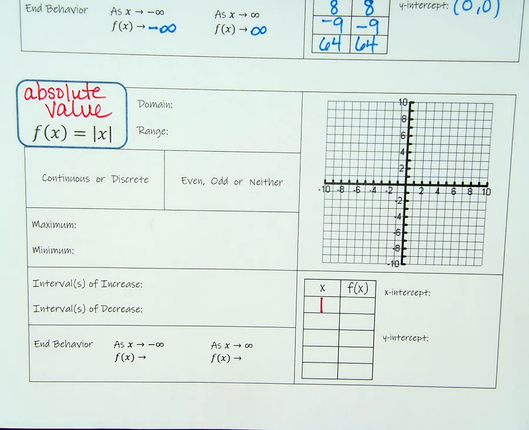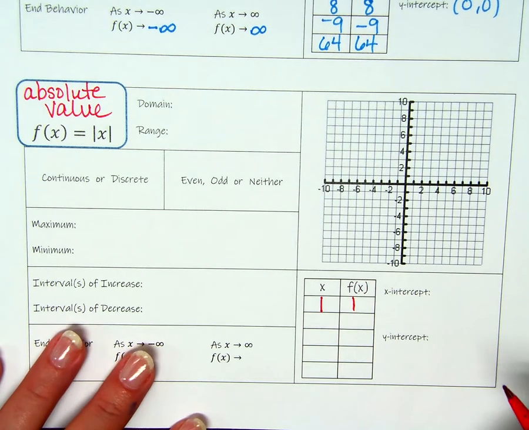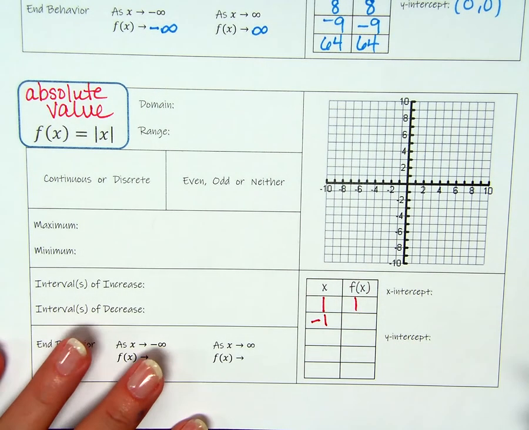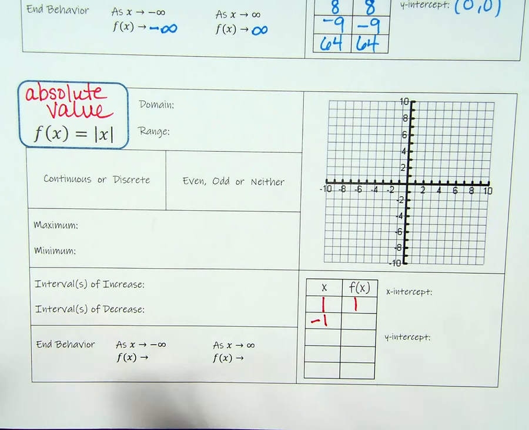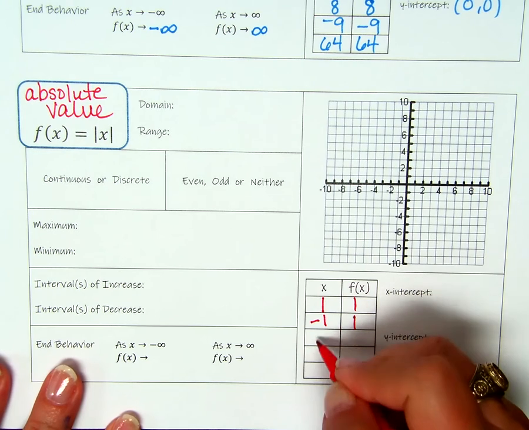Okay? So if we say x is 1, what's y? What's the positive distance from 0 of 1? Yeah, 1. What about negative 1 then? How far is negative 1 away from 0? 1, right?